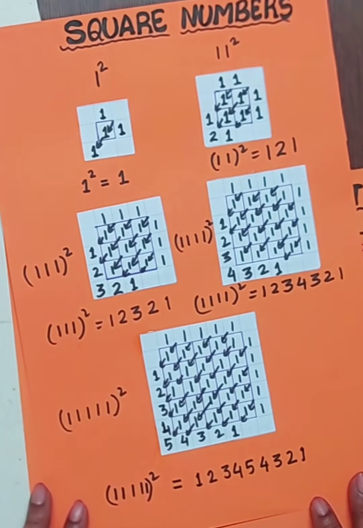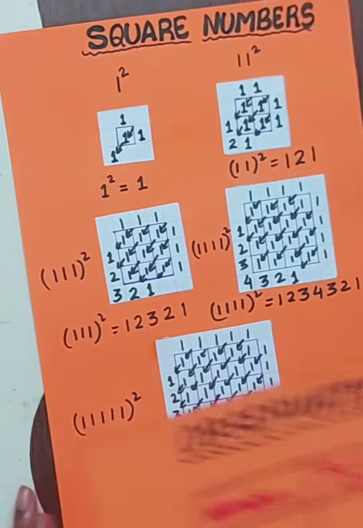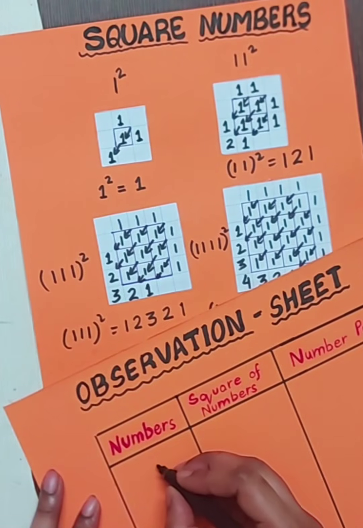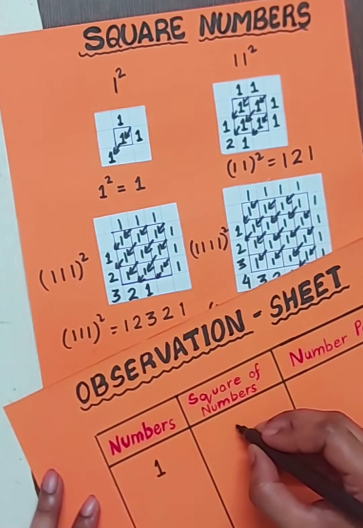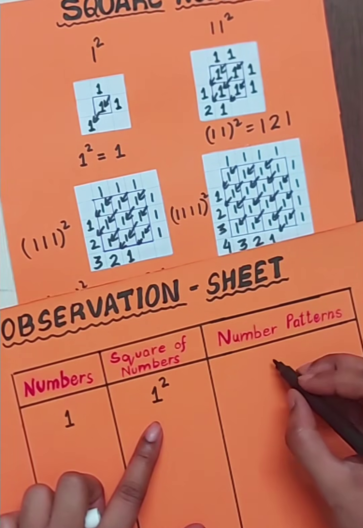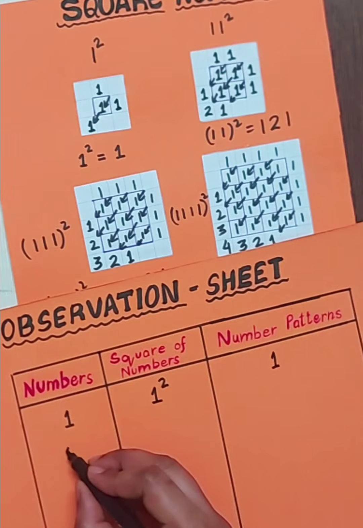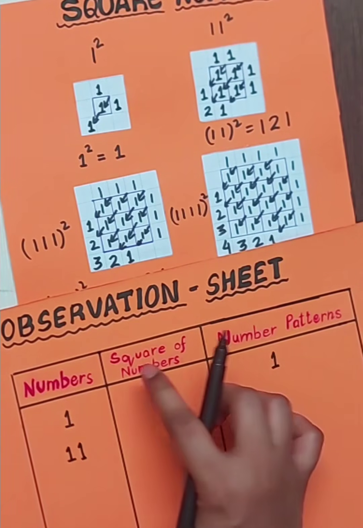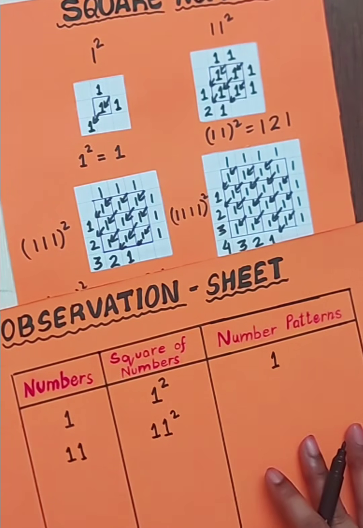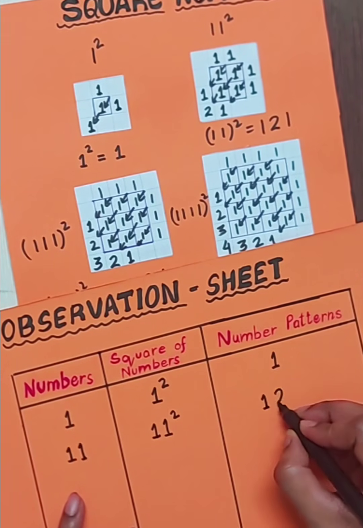Now we'll write this in our observation table. See, our first number is 1. So we'll write here 1. And the square of the number is 1 square. Square of 1 is 1. In the second square, the number is 11. Square of the number is 11 square. And what number are we getting here? 1, 2, 1.